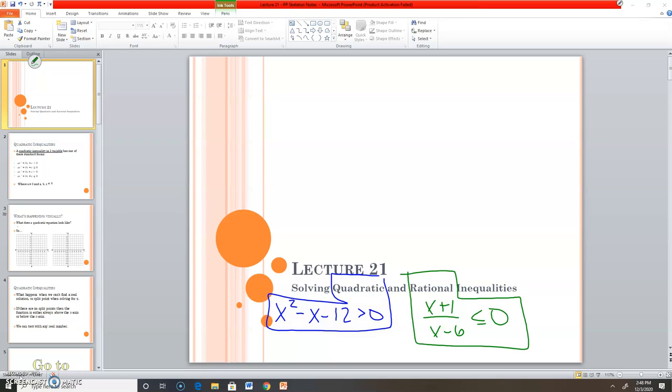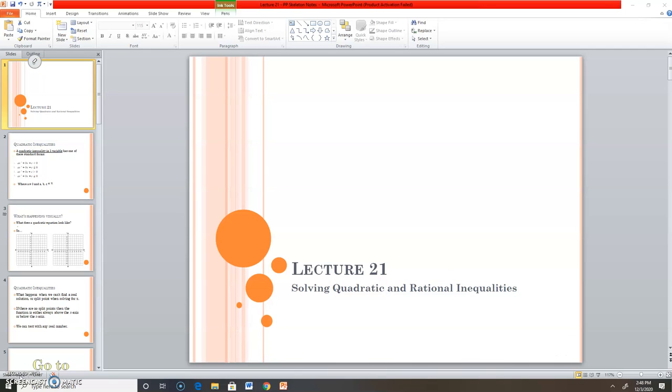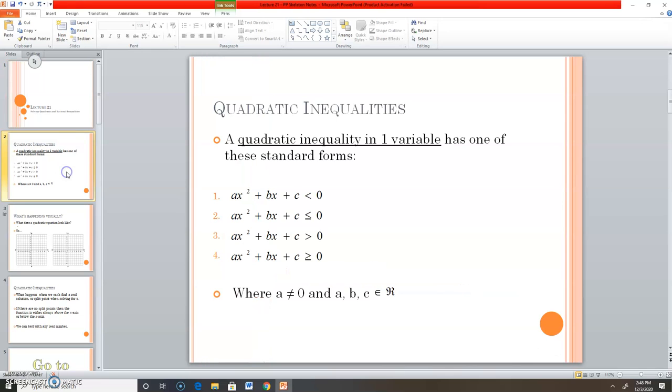Okay, so how do we deal with those? We never solved them with inequalities before. How do we do it? We're going to do it with the split point method. Okay, so starting out within our first video, quadratic inequalities.